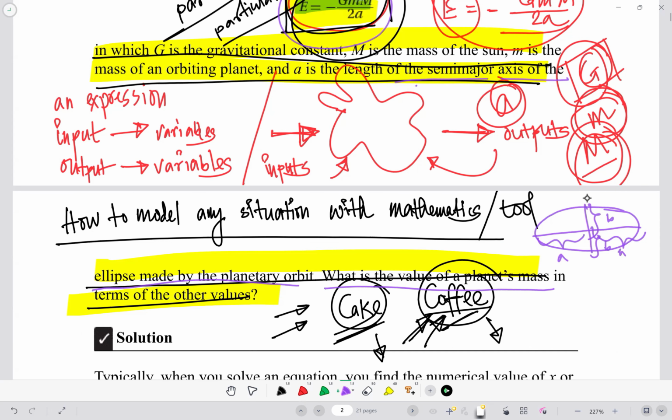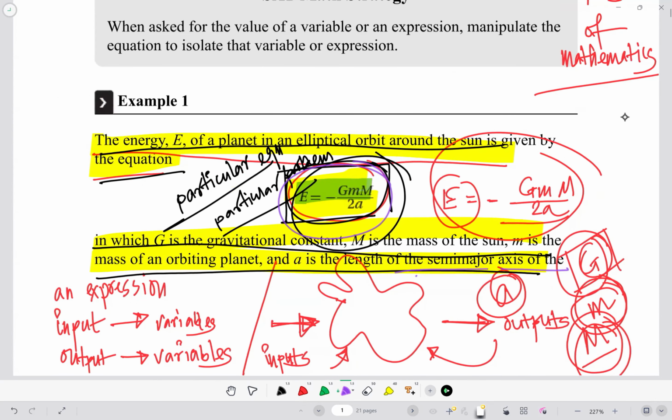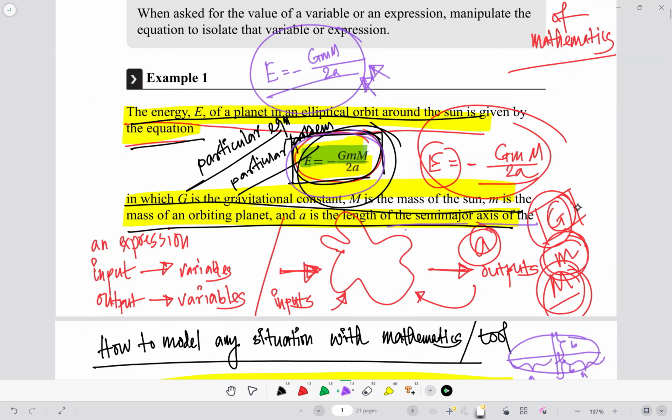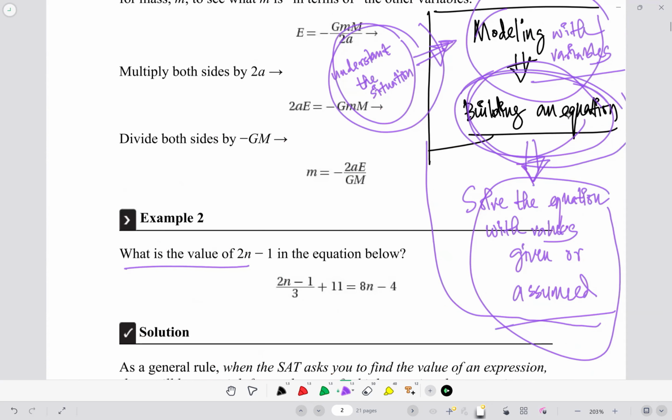What is the value of a planet's mass in terms of other values? Man, it is so simple. They have just given you this equation: E equals GMm over twice a, and they have modeled this very equation in this violet color. This is nothing but this. Building an equation, they've already built an equation for you.